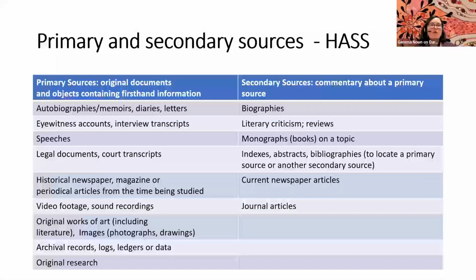So now we're going to talk about primary and secondary sources from the perspective of the humanities, arts and social sciences disciplines. So in these kinds of subject areas, things like history, communication, sociology, any kind of arts subject, primary sources are original documents and objects containing first-hand information. So they're generally from the time period that you're talking about.